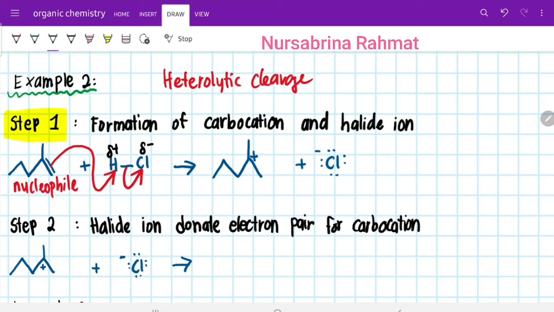The nucleophile, the chloride ion that I made in my first step, will be useful to attack the center of my carbocation ion to form your alkyl halide. So this is another new alkyl halide.